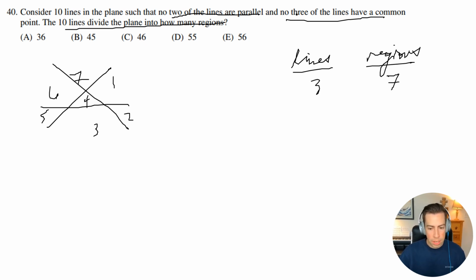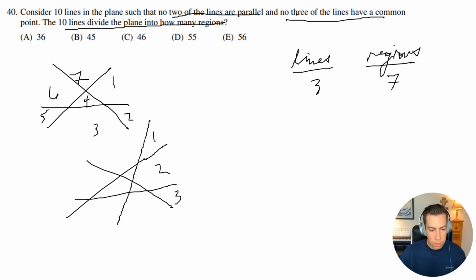Okay, so now let's do one with 4 lines. So I'll have 1, 2, 3, and then I'll draw a 4th one. Let's see, where do I want it? I'll draw it right here. All right, so let's go ahead and count how many regions. 1, 2, 3, 4, 5, 6, 7, 8, 9, 10, 11. So if I have 4 lines, I go to 11 regions. Okay, now what happens if I have 5 lines?